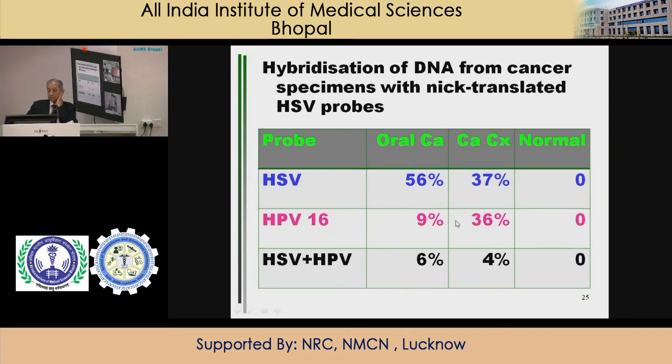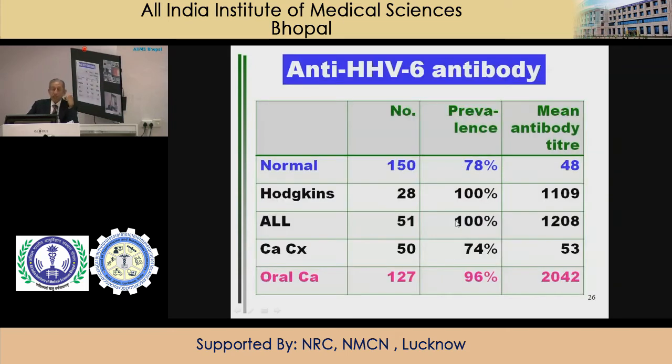We have done something with HHV6, that is human herpes virus 6, also. At that time, about 20-25 years back, HHV6 was a new thing. And of course, it was known that Hodgkin's lymphoma and ALL are associated with HHV6. Here also we get 100% positivity, and the mean titer value is very, very high. But the very curious thing is that in oral cancer also we have got very high positivity as well as very high antibody titer.